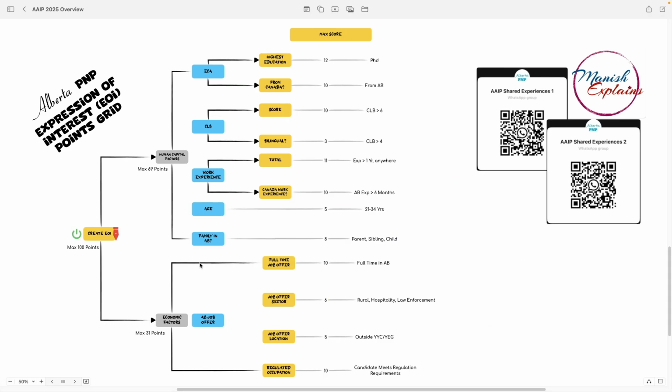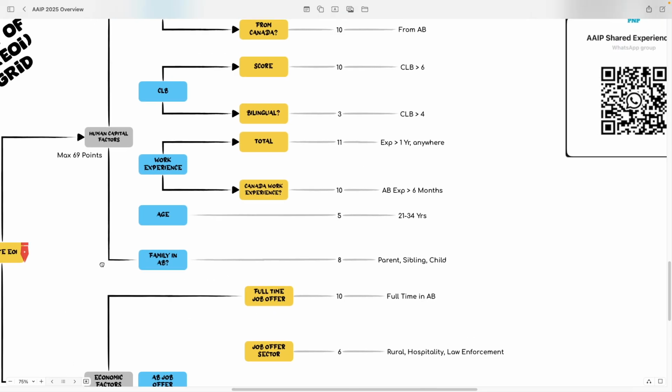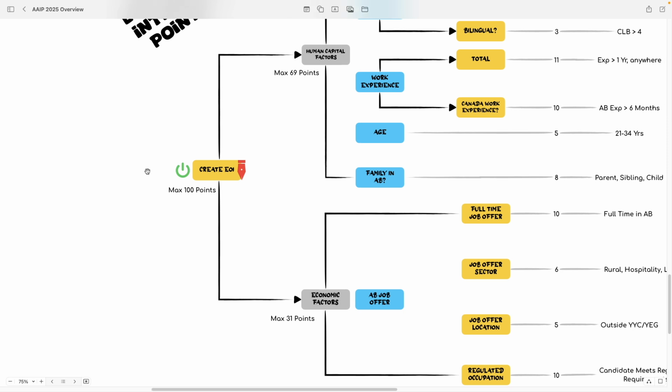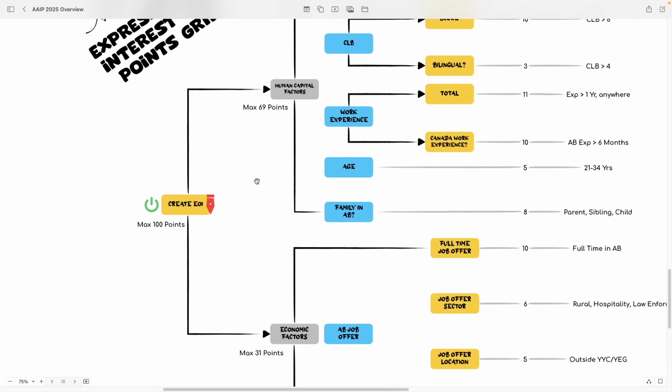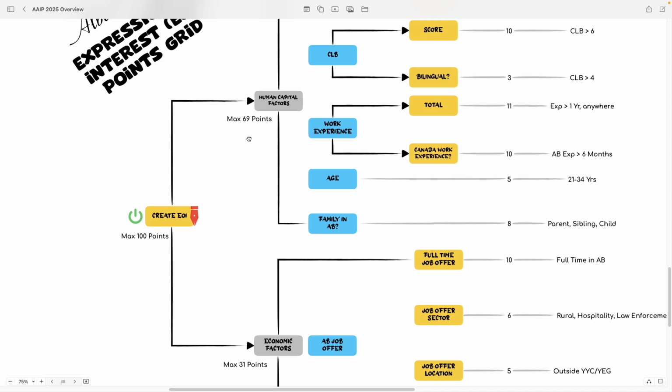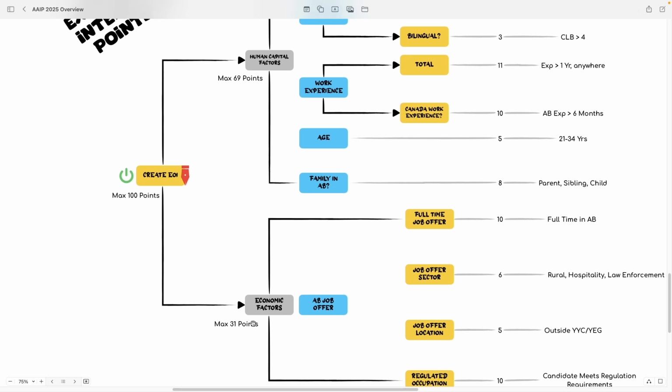Let's look into the breakdown of how those 100 points are composed. Let's zoom in a bit and let's start here. So creation of expression of interest, as I said, you can get up to a maximum of 100 points. This 100 points is broken down into two broad factors: human capital factor, which gives you up to 69 points, and economic factors, which gives you a maximum of 31 points.